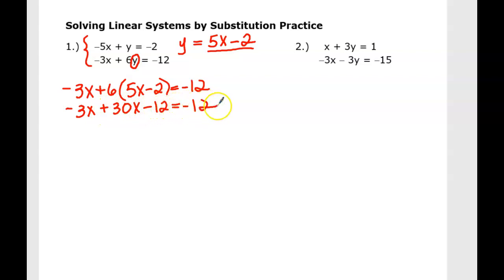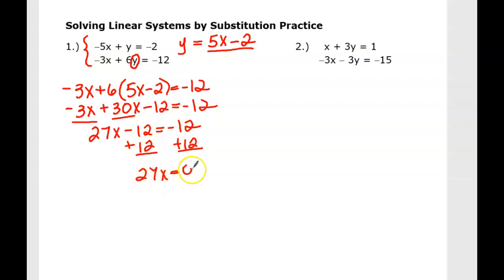All right. I'm going to combine my like terms. So I got 27x minus 12 equals negative 12. I'm going to add 12 to both sides. So 27x is equal to 0. And when I divide 0 by 27, I get x is 0.